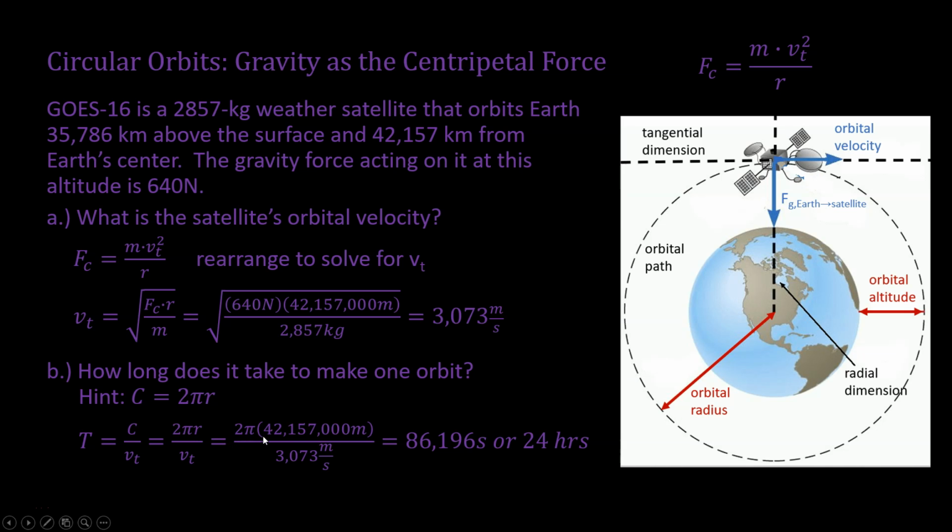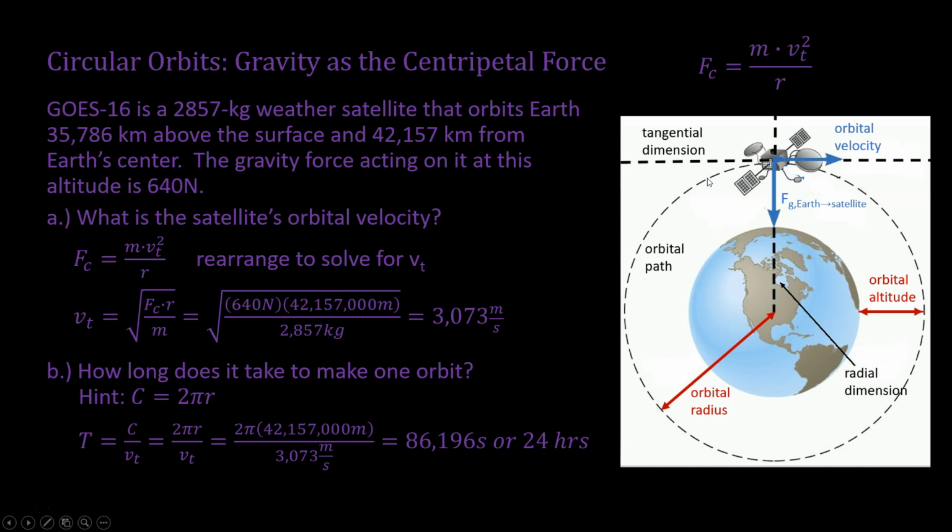Now we plug in our orbital radius in meters, and in the denominator we put our orbital velocity that we calculated in part A, and we find out that it takes 86,196 seconds to make one orbit. That's not too meaningful to me in seconds, so I always convert this to hours, and it's 24 hours. This satellite moves around the Earth at the same rate the Earth spins on its axis, because the Earth makes one complete rotation in 24 hours.